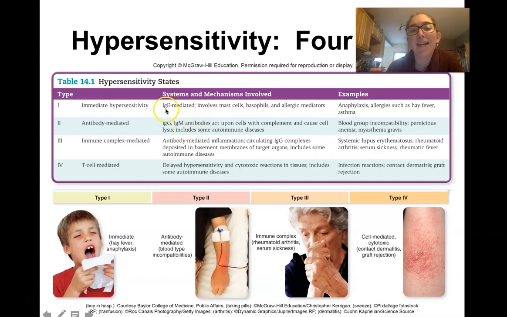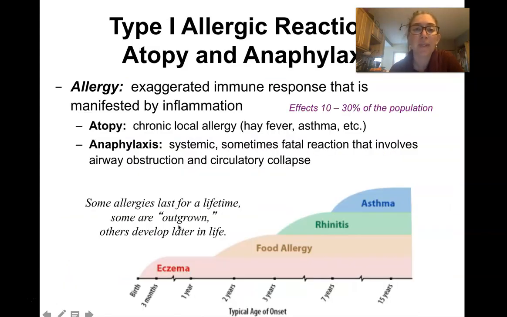So type 1 is mediated by IgE antibodies, but type 2 is mediated by a different set of antibodies, and type 4 is actually mediated by T cells. So there's different parts of the immune system that are involved in each of these types of hypersensitivity. And we'll talk about some examples of each of these as well.